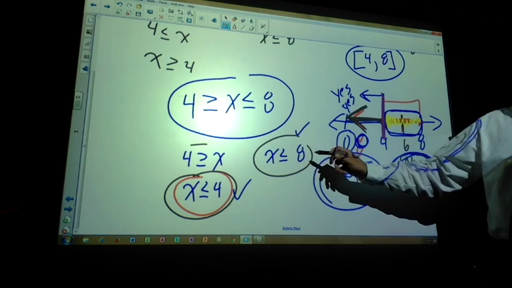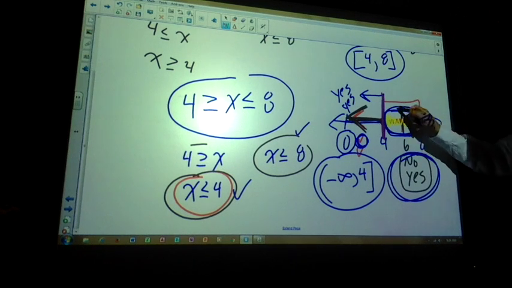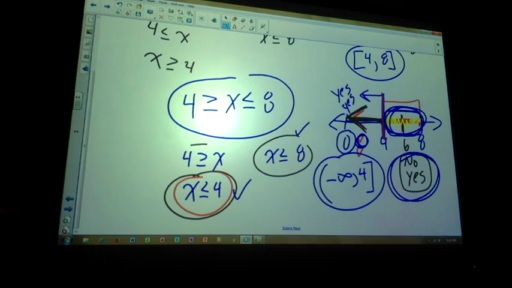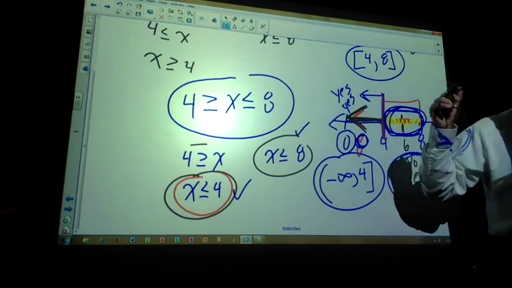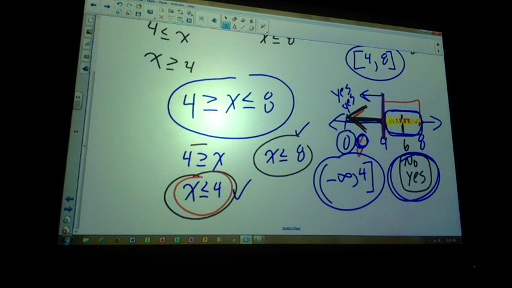Okay? Wait, so if this is an "and" problem, it has to work on both, right? So we need to figure out where it works for both. So doesn't it have to be in the range of both those numbers? No, because here it only works on one of them. It doesn't work on one and the other. So we have to figure out where our graph works on both. Okay? So then what happens to the 8?